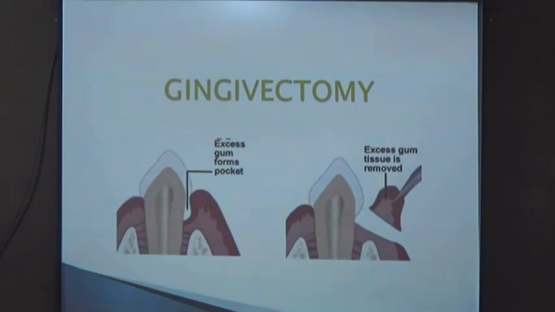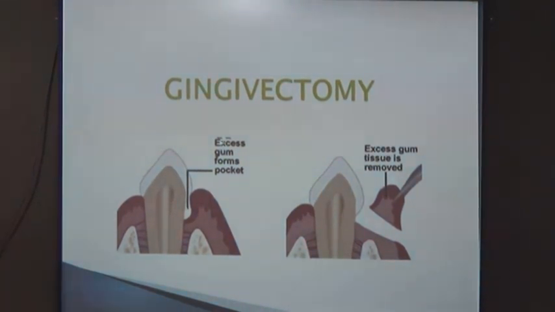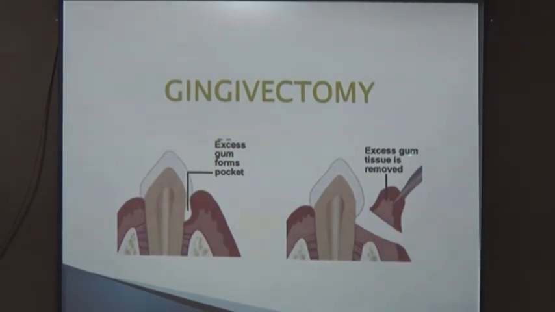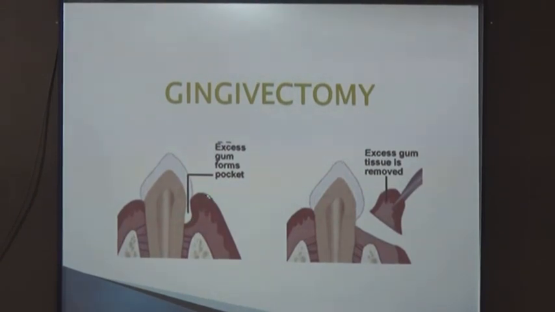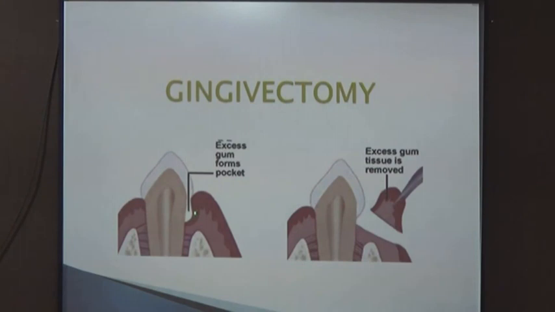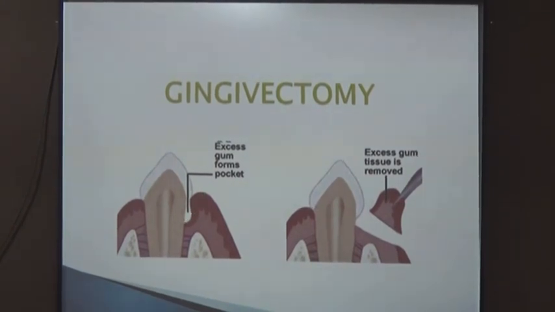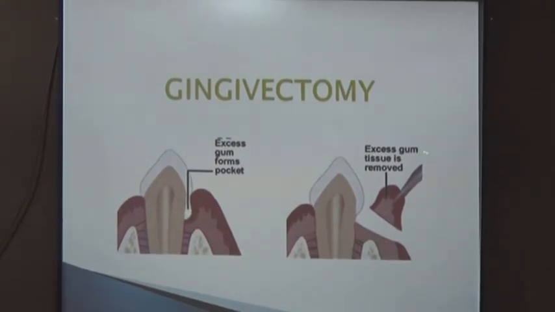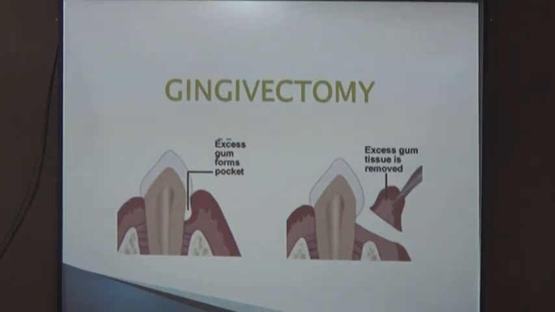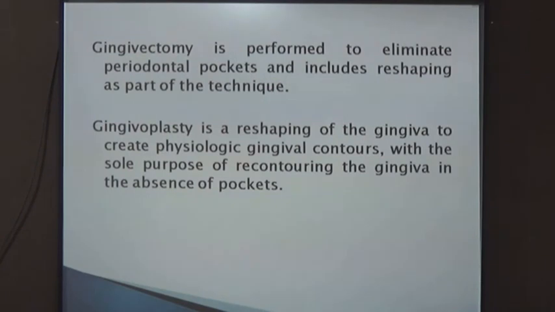This is a gingivectomy. See? Excess gum forms a pocket. This is the excess tissue. Excess gum tissue is removed. Okay? Suprabony pocket: this is above the CE junction, above the crest of the alveolar bone. We call it a suprabony pocket. This can be removed. Excess gum tissue will be removed by the gingivectomy procedure. Please stop me where you are not able to understand.